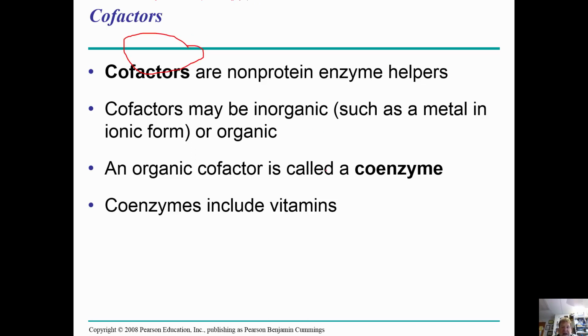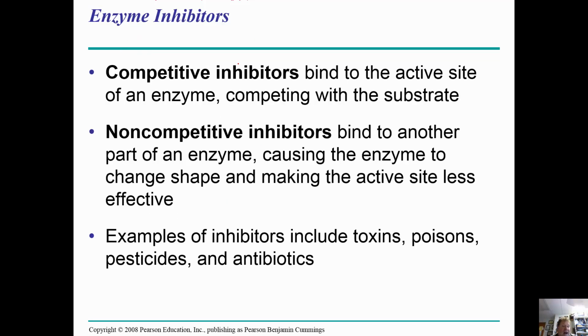Cofactors may be inorganic, such as a metal in ionic form, like zinc, for example, or organic. Organic cofactors are called coenzymes. Coenzymes include our vitamins. It's one of the reasons why we need vitamins. It's one of the reasons why we need some of the micronutrients that we have.